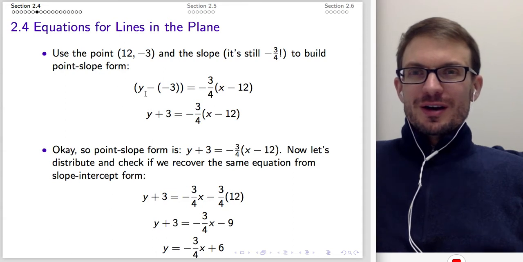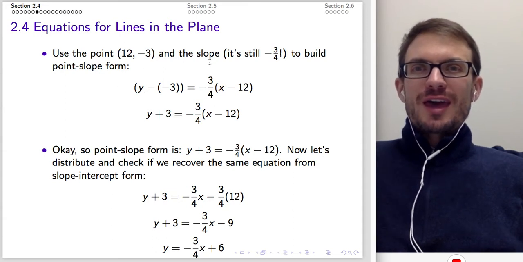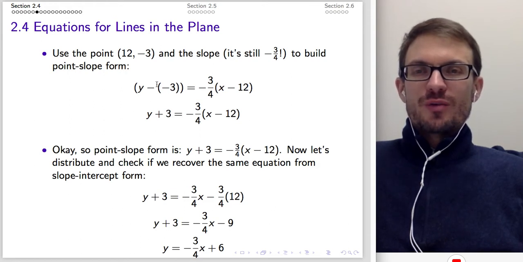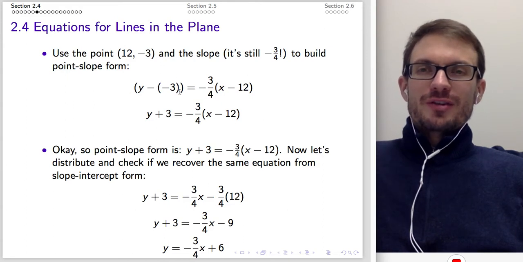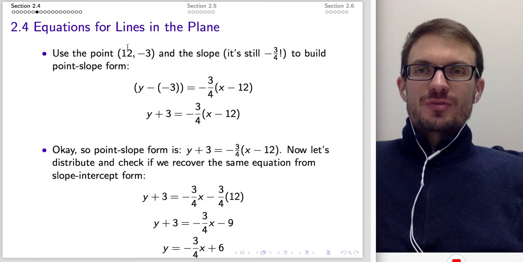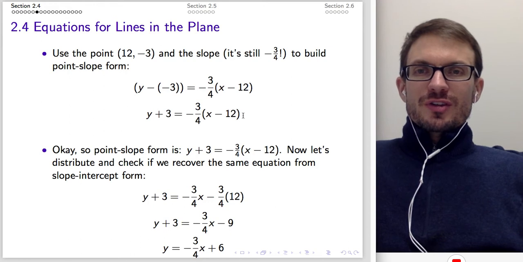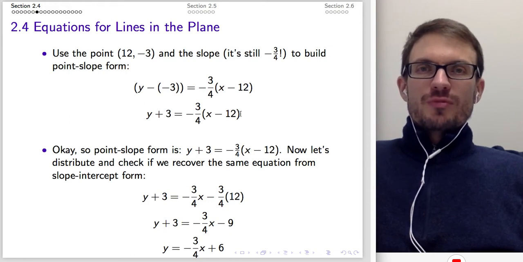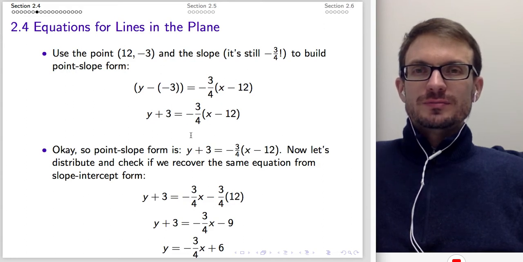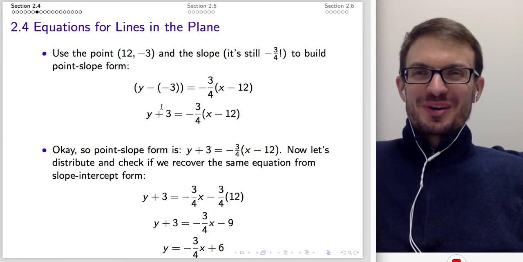Okay, so the last thing is we can use this point and its slope to build point-slope form. So point-slope form is just y minus some y value is equal to the slope times the quantity x minus some x value. Well, our ordered pair was 12, minus 3, so our x is 12, our y is minus 3, our slope is minus 3/4. So I'll just enter these things in, and here is my point-slope form. It is y plus 3 equals minus 3/4 times the quantity x minus 12. Right, we have our point. Here's the x-coordinate, here's the y-coordinate, here's our slope.